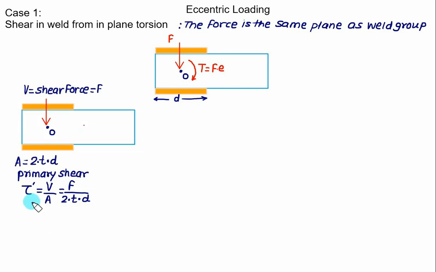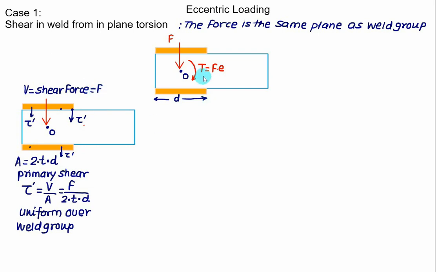The value of the shear stress is uniformly distributed over the entire weld group. That is, you can take any point, either this point or this point or this point, everywhere the values remain the same, equal to tau prime. At any point you take, this is uniform, equal to tau prime. So this is the effect of the shear force F.